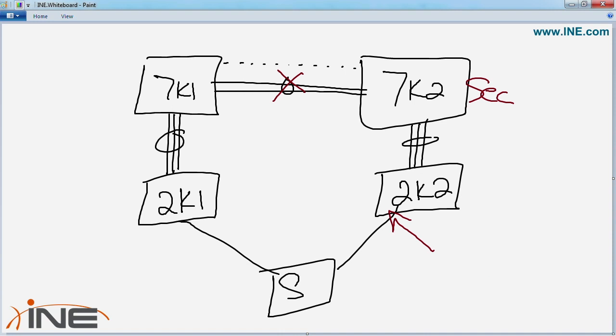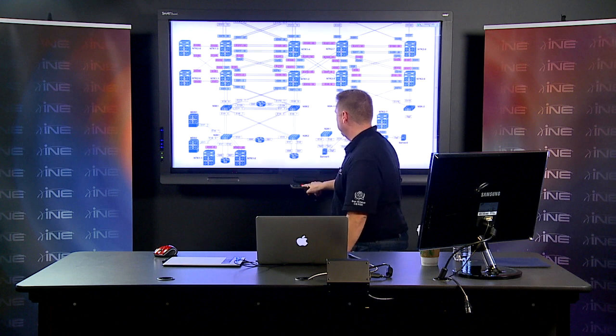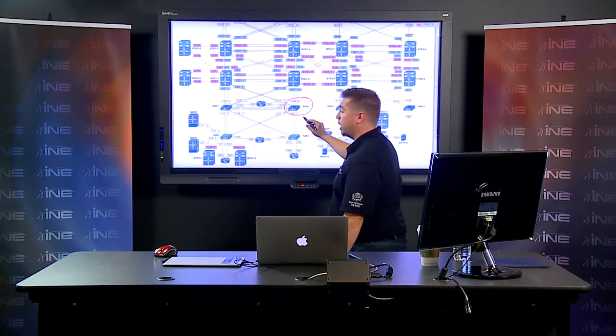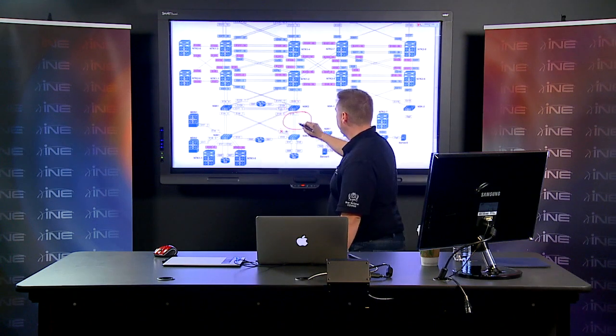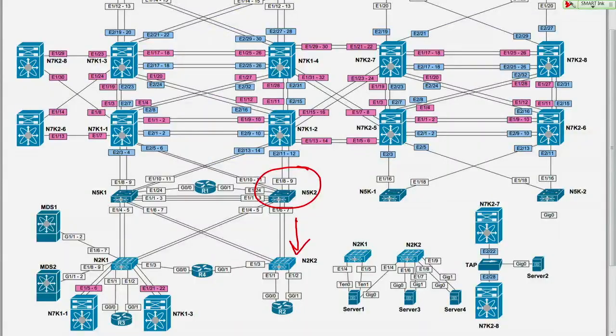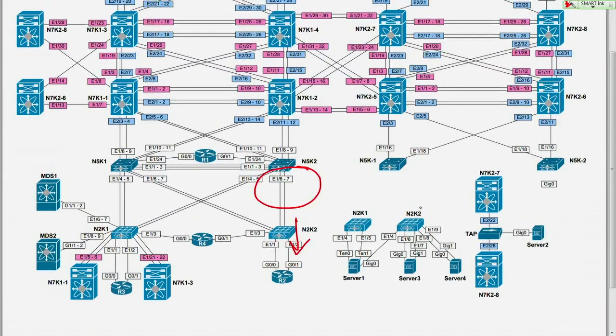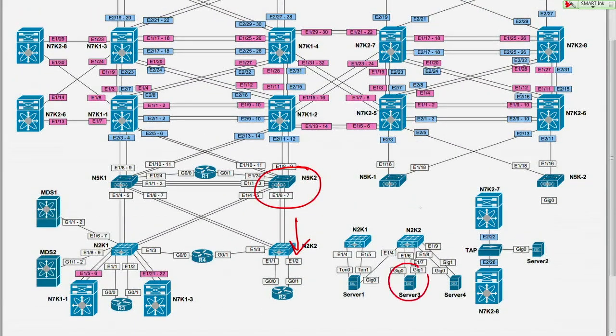If we look back, let's take a look at our physical topology here, where we have the second 5K going down to the second FEX here. Okay, the second FEX is then going down to this server 3. Okay, there's dual attachments here. And we're going to run LACP on those ports, so we're forming a port channel between the two of them.